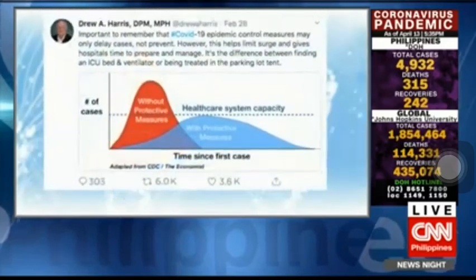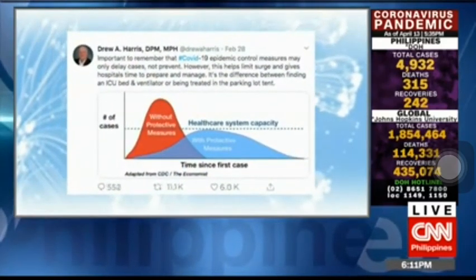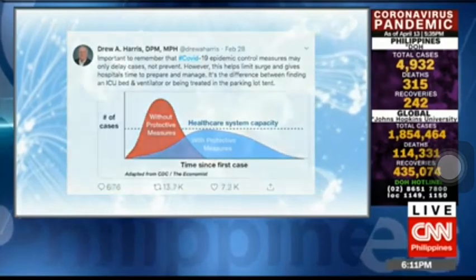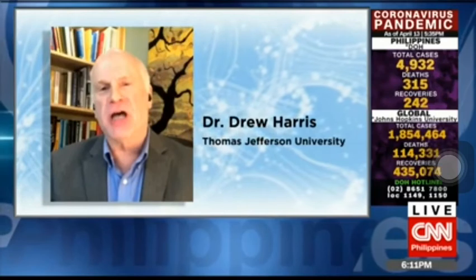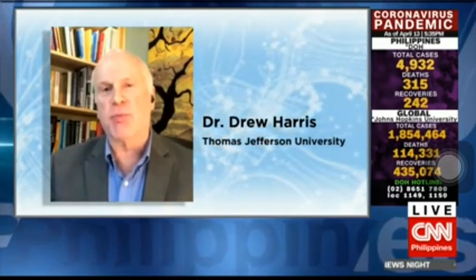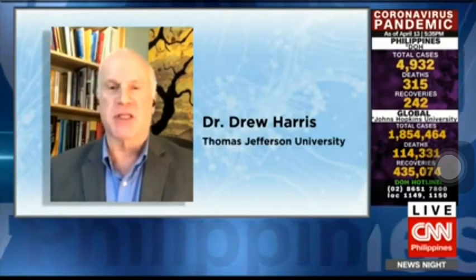That updated graph went viral on Twitter and is now being used by many people around the world to explain what flatten the curve means. The reason for flattening the curve is that it buys you time, and time is the most precious commodity that you can have so you can identify those who are sick with the disease.